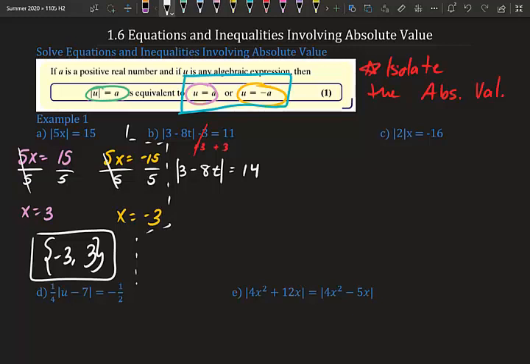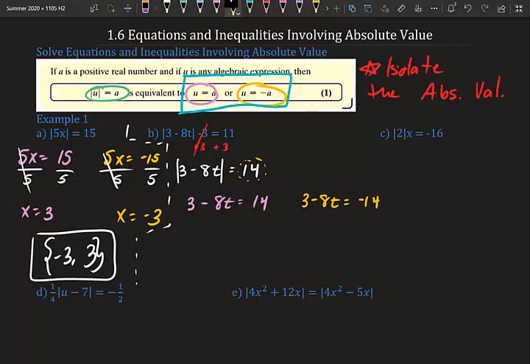Alright, so now let's break it up into two equations. Our first one is exactly the way it looks without the bars. So we'll have 3 minus 8t equals 14. And then the second one is almost the same, except we're going to switch the sign after the equals. So we'll have 3 minus 8t equals negative 14.